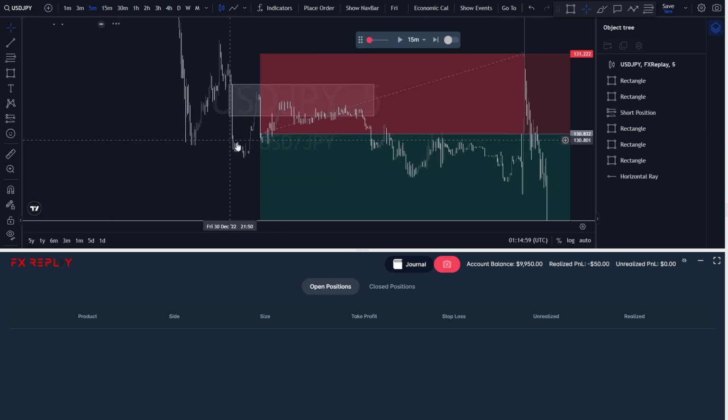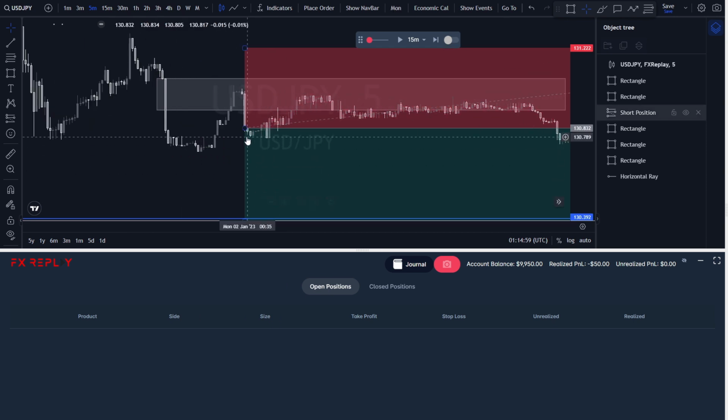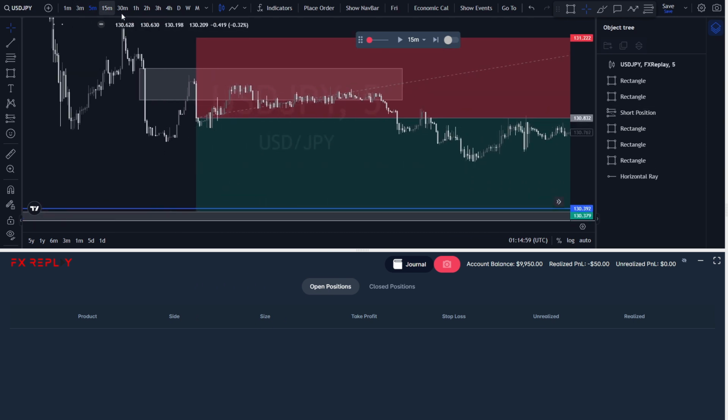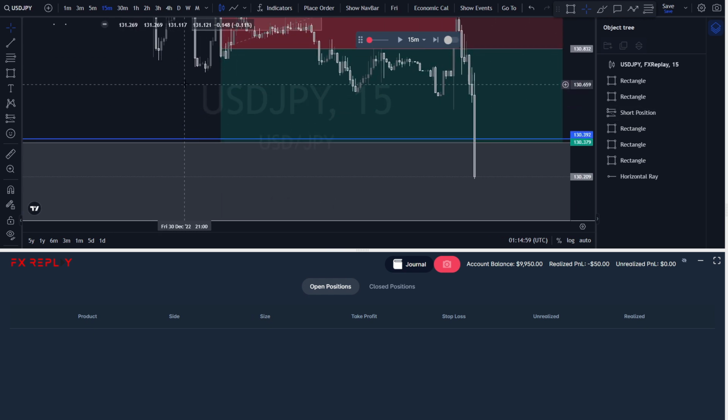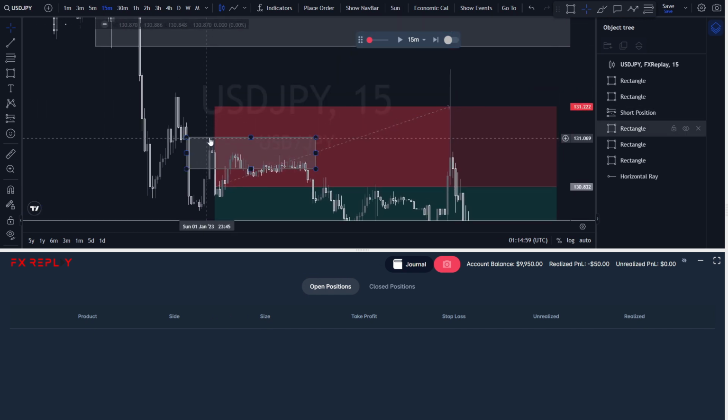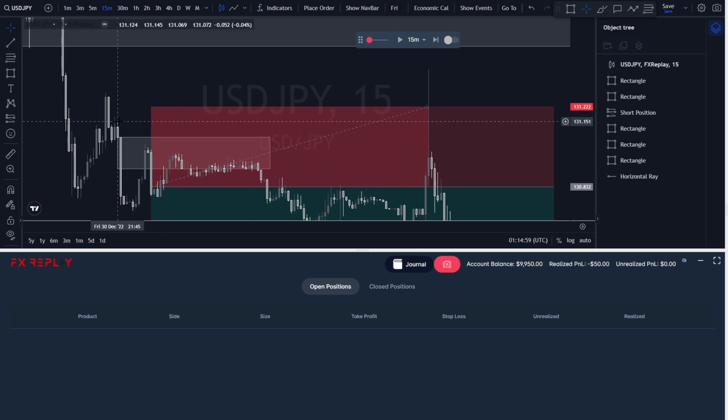I think it was in the 5 minute when I entered. Yeah, right here on the 5 minute I entered on a breaker structure. Take profit was the beginning of the fair value gap. Stop loss, I set it above the previous area of liquidity, which was right here. And I gave it a bit of breathing room.